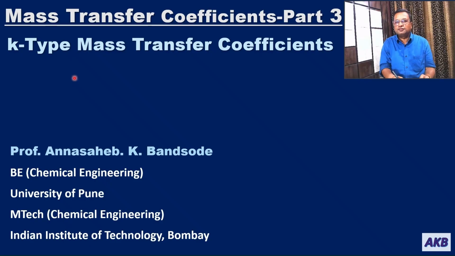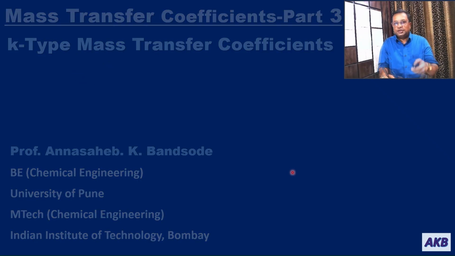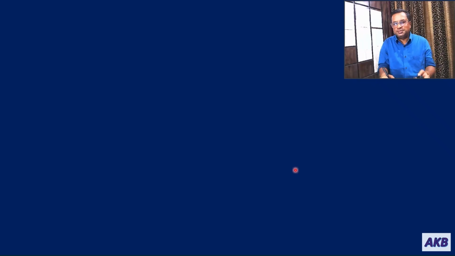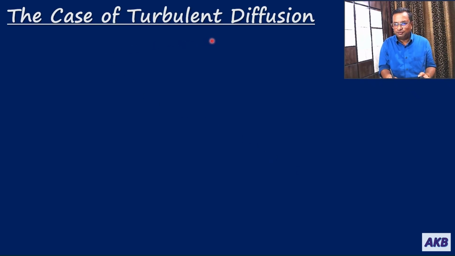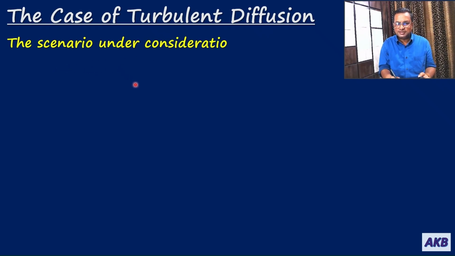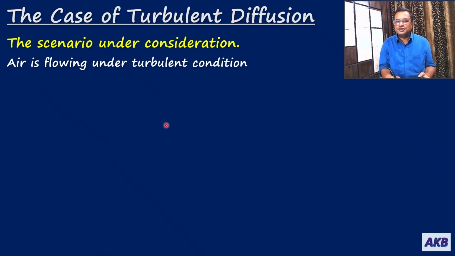So at the end of this discussion, you will be able to define K-type mass transfer coefficient. So let us move on. In order to understand the concept, we are going to consider a case of turbulent diffusion. In this case, the scenario is like this. Air is flowing under turbulent conditions past a pool of water.